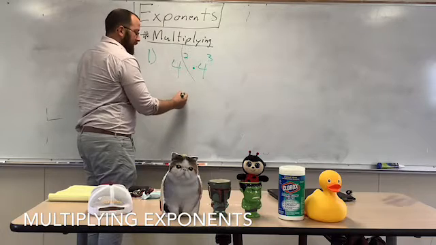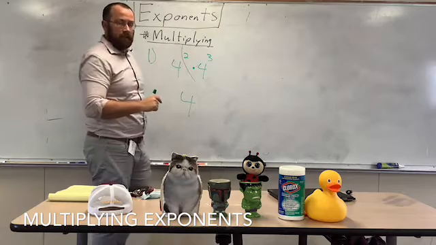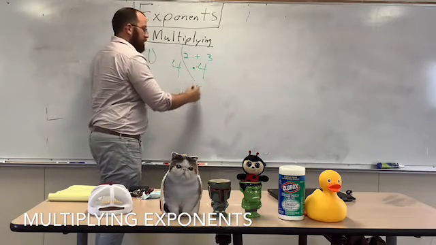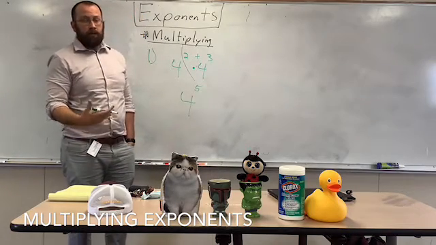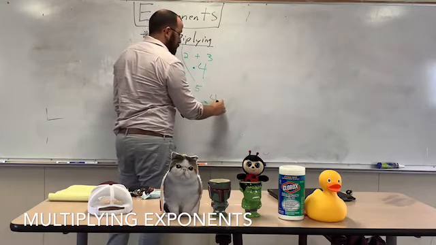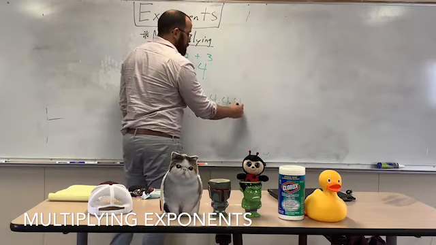the base stays the same, and I add the exponents. So 2 plus 3 is 5. So now I get 4 to the 5th, or 4 to the power of 5. And then that, as we learned before, 4 to the power of 5 means I have 5 4s.